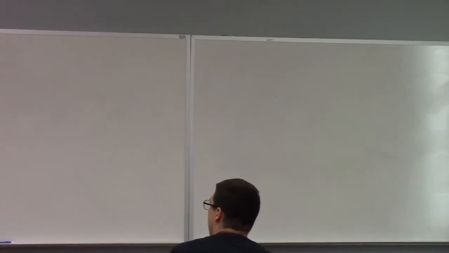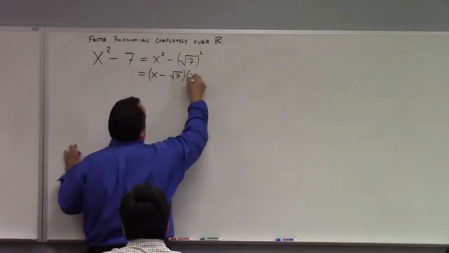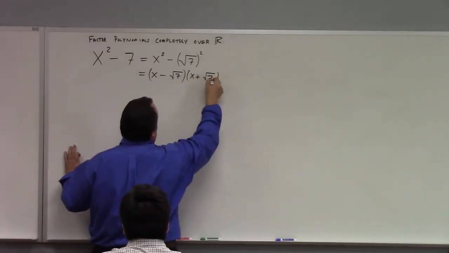Instructions: factor polynomials completely over R. What that means is you can use real numbers to factor, not complex numbers, right? Just real numbers. So the square root of 7 is a real number, you're allowed to use it. And in so doing, this gives us x minus square root of 7, x plus square root of 7. There you go. That's the answer.